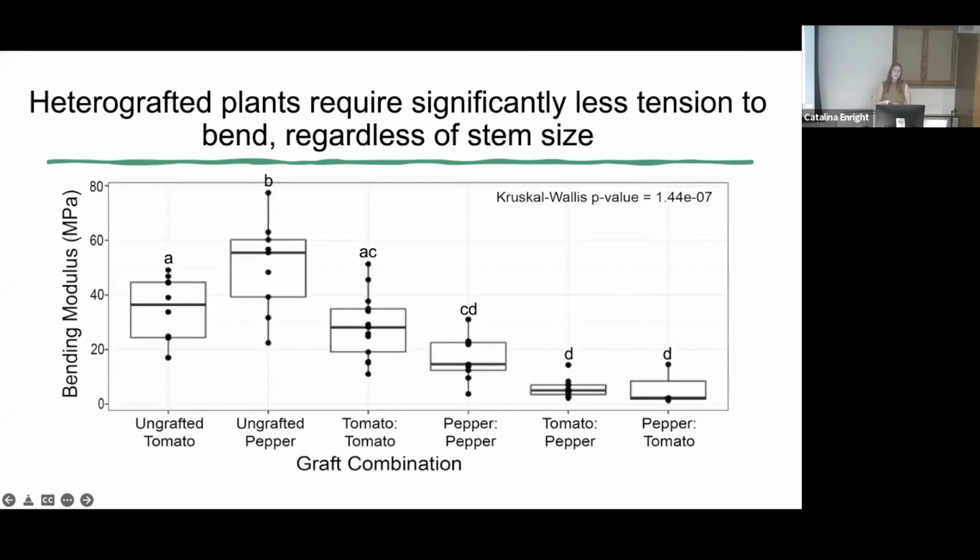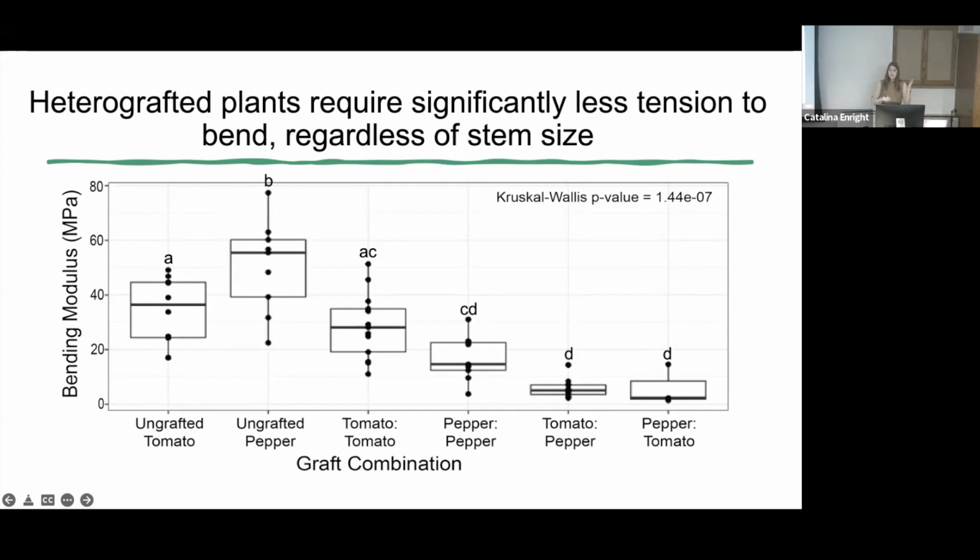So the bending modulus is a unit of measurement that allows us to record force or tension regardless of the structural properties of what we're comparing. So, tomato and pepper are structurally dissimilar. They have different cellular composition, and they also have different size. So by converting this to the bending modulus, we're able to directly compare all of these samples. And what we see is that when we exclude size from the equation, there is a significant difference between if a plant is ungrafted, self-grafted, or heterografted.